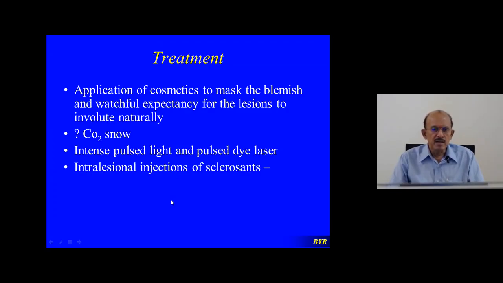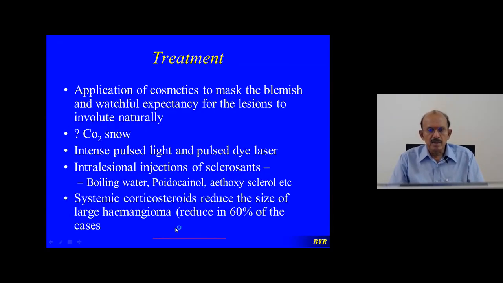Or you can inject intralesional injections of sclerosant liquid like boiling water, polidocanol, ethoxysclerol, etc. into the lesion. With that, there will be sclerosis or thrombosis of the vessel wall, resulting in obliteration of the hemangioma. Systemic corticosteroids help to reduce the size of the large hemangioma. It does not occur in all the patients, only 60% of the cases will have the reduction.